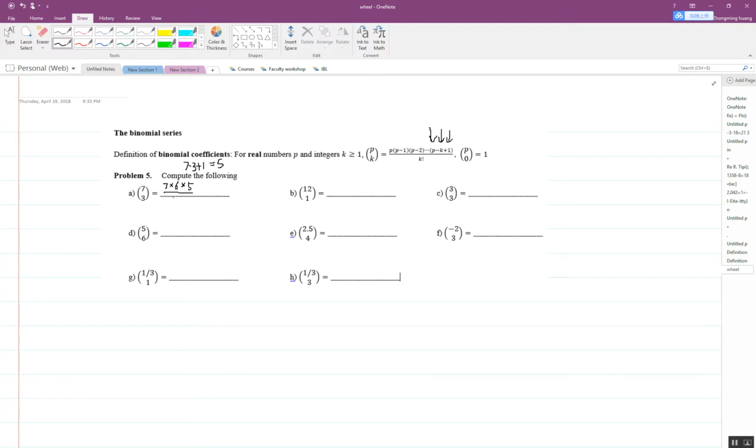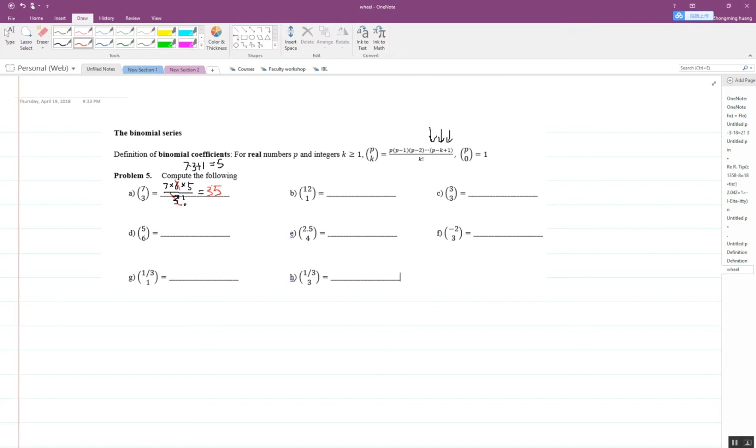The bottom one, you just do the 3 factorial. Okay, so if you do the algebra, 3 factorial is 6. 6 cancels out with 6. 5 times 7, which is 35. Okay, that's how we compute 7 choose 3.